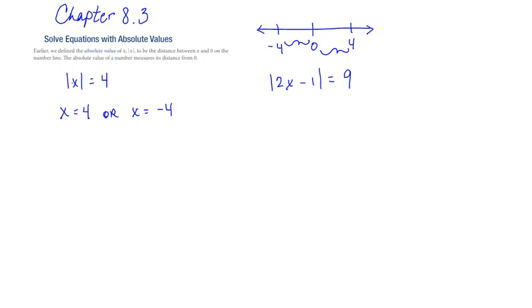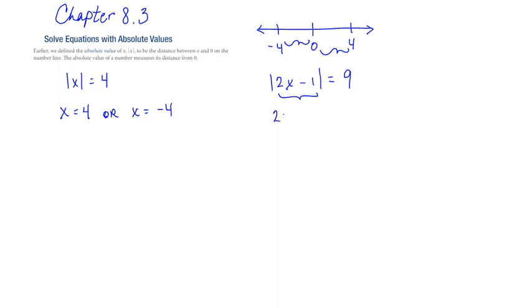If I say the absolute value of 4, that equals 4. Also, if I said the absolute value of negative 4, that would also equal 4. So that means with absolute value problems, we're going to have two possible solutions. Sometimes you might only have one solution, and sometimes you might not have any solutions, but you do need to look for two.